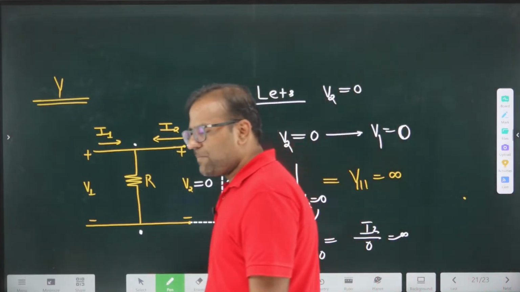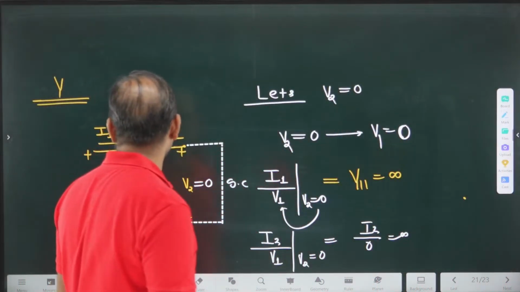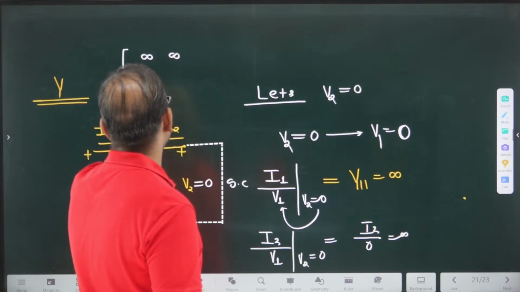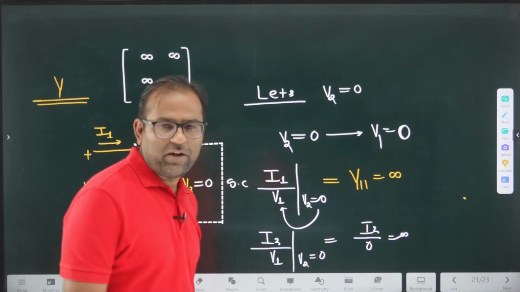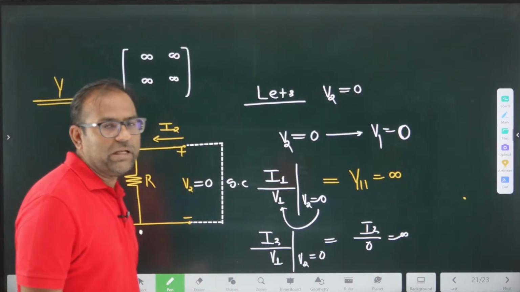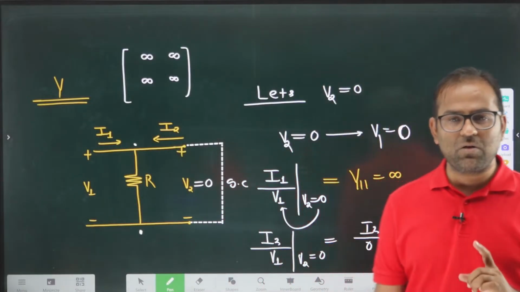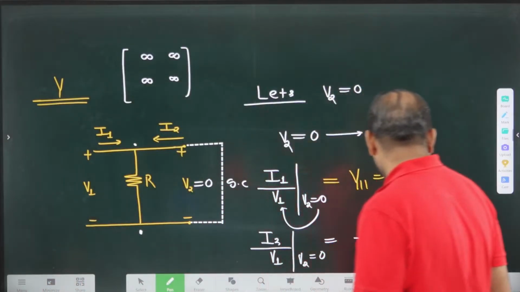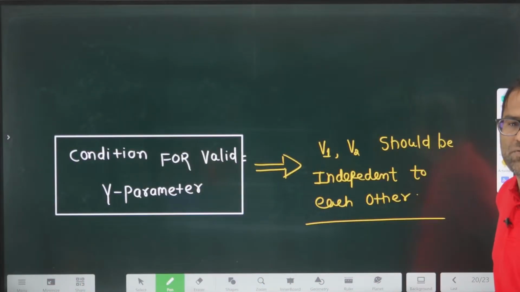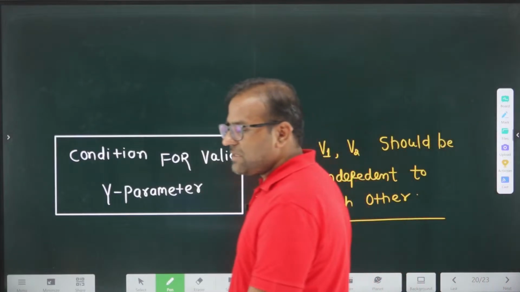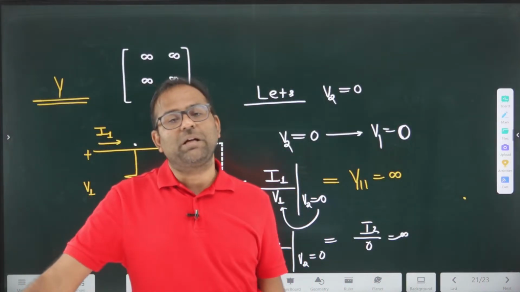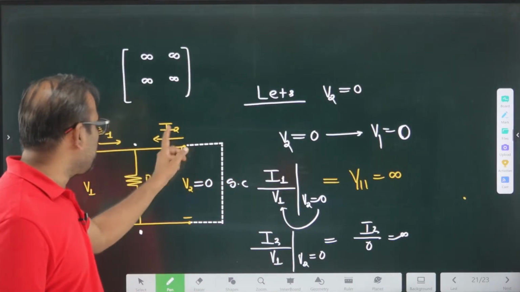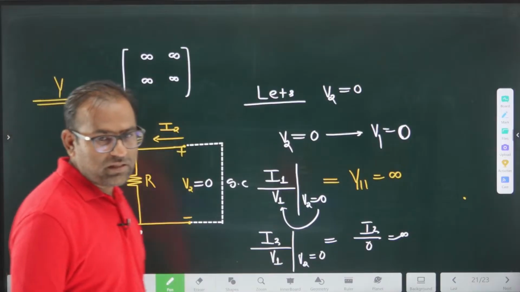And same for when you are taking V1 equal to 0. So can I say for this combination, all parameters are not defined. So V1 and V2 should be independent of each other. If V1 and V2 are dependent on each other, the Y parameter is not defined. So V1 and V2 should be independent of each other, then only the Y parameter is defined, otherwise not defined. In case of the Z parameter, I1 and I2 should be independent. So can I say for this network the Z parameter exists because I1 and I2 are independent of each other, but the Y parameter does not exist.